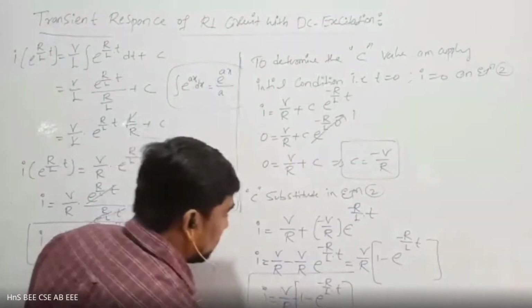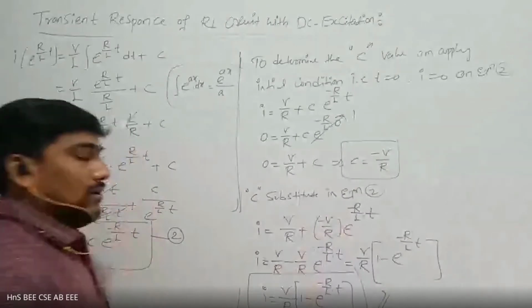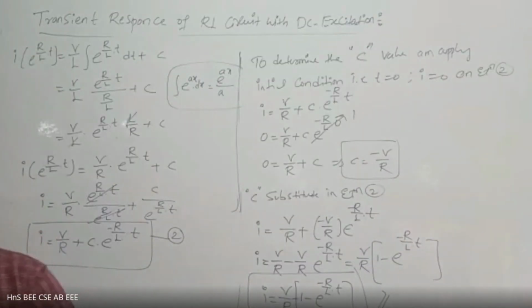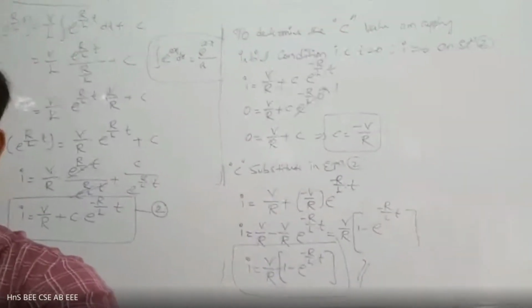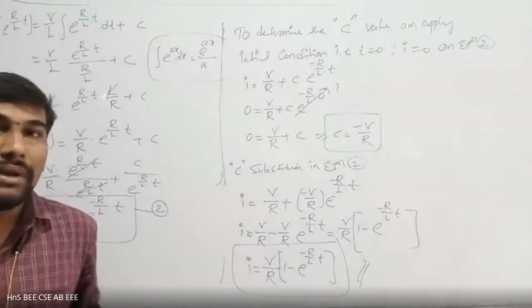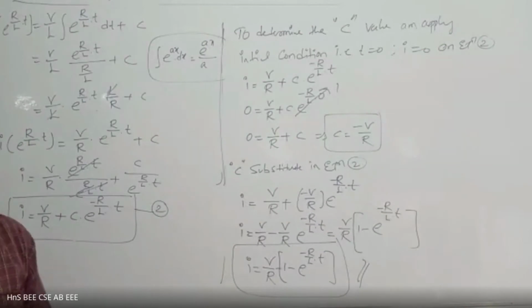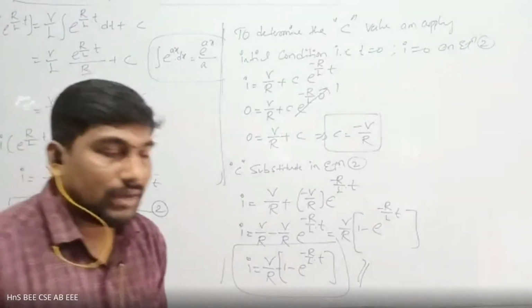This is our final equation: I equal to V by R into 1 minus exponential of minus R by L into T.